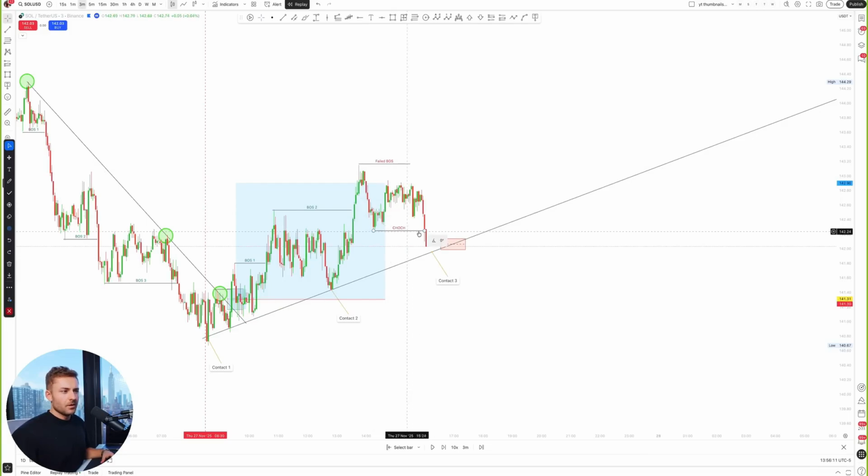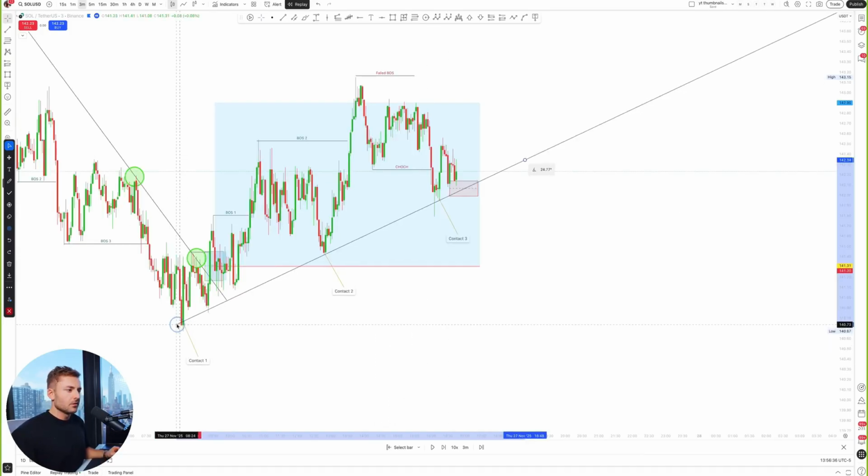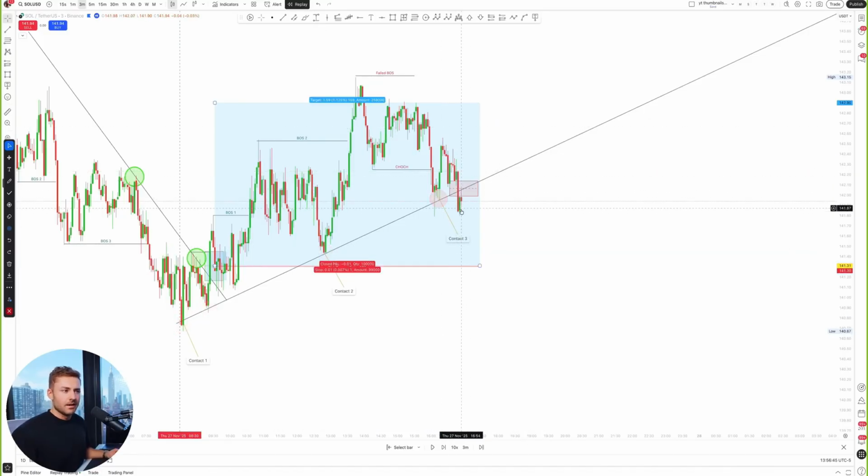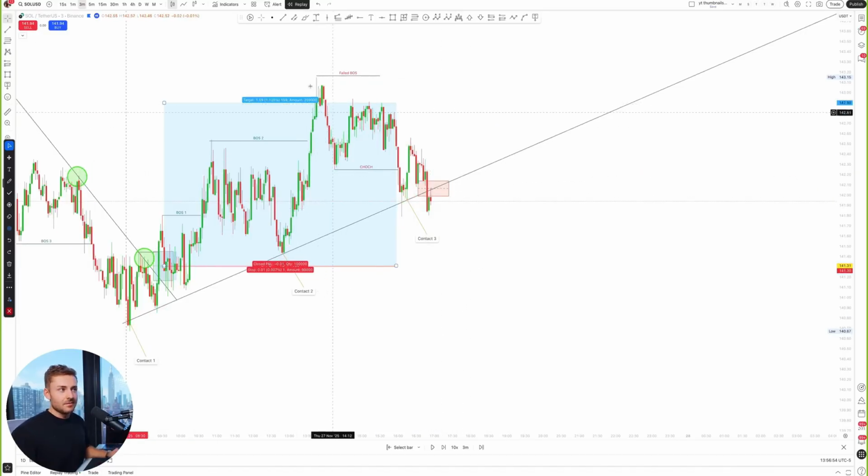And you can see at this point, we have a confirmation of our change of character area. And additionally, you can see we're starting to contact this lower level again and again, and we finally get a break of that level. And like I said, I'm going to get into timing these tops where I actually exit trades here in a second.